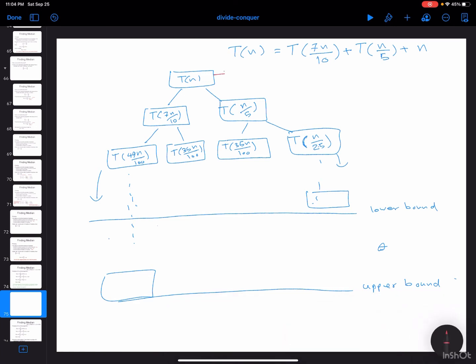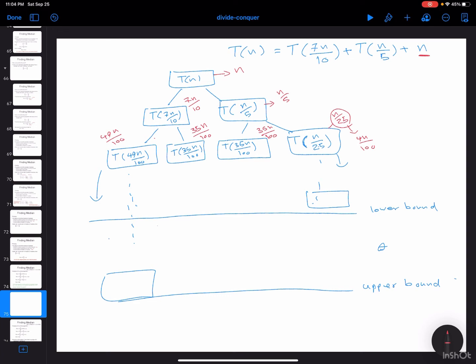So the cost of each of these boxes: here I have linear, because of this. Here I have 7n divided by 10. Here I am going to have n divided by 5. Here 49n divided by 100. Here 35n divided by 100, and 35n divided by 100. And here that's going to be n divided by 25, but instead of this one I can write it as 4n divided by 100 as well, okay?